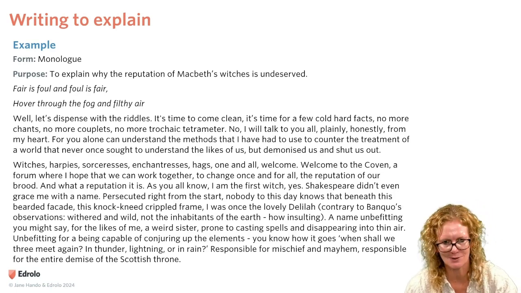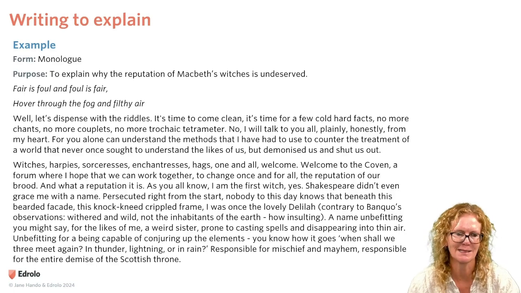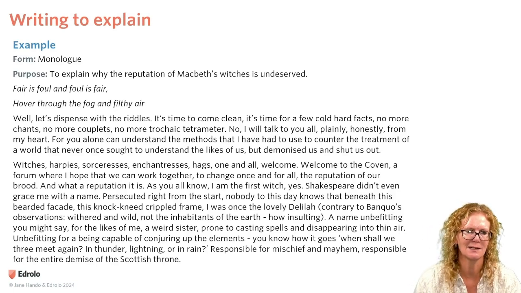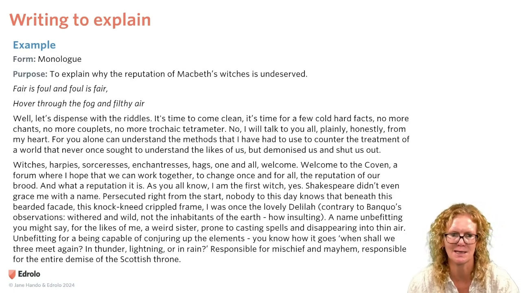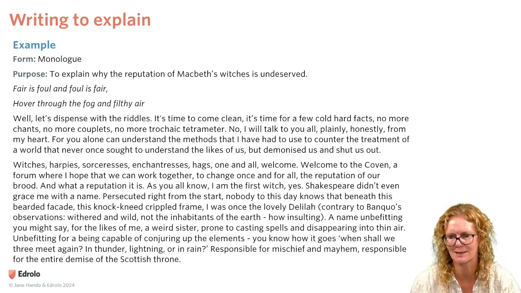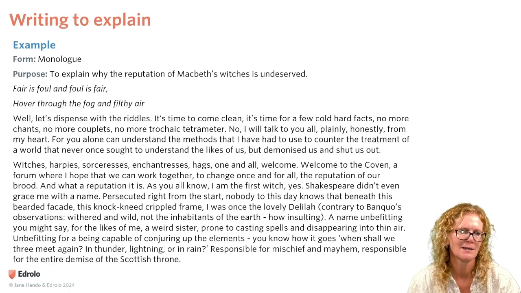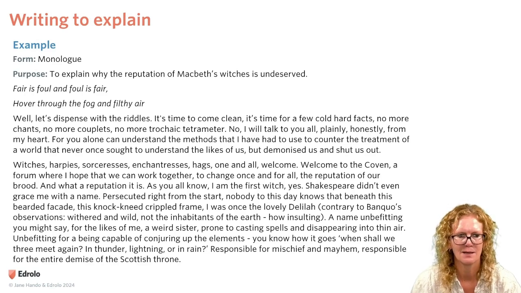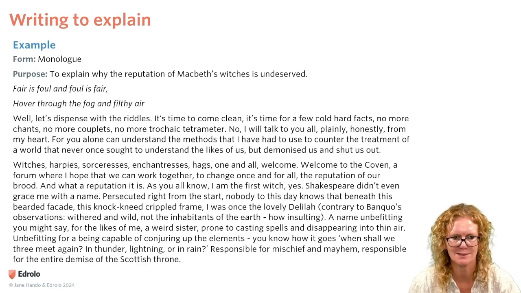So I haven't got to my core point there in explaining why the reputation of Macbeth's witches is undeserved, but hopefully, that lead-in gives you a sense of where this is going as a speech that defends witches from the allegations of their witchery and witchcraft, etc.